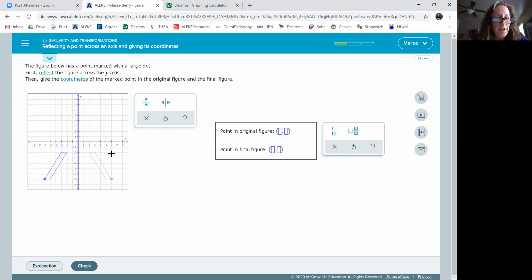Okay, the original figure is 6, -7. And like I said before, I don't even have to look because I know the x is going to go negative. I mean, I could look. It's -6. And the y stays the same, -7. Boom. Okay, that's the end of the lesson.